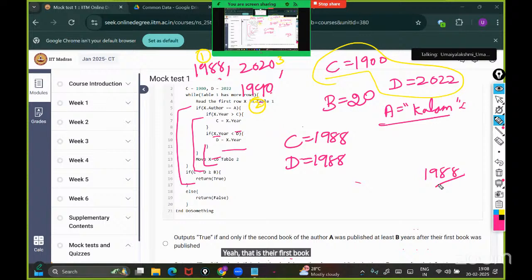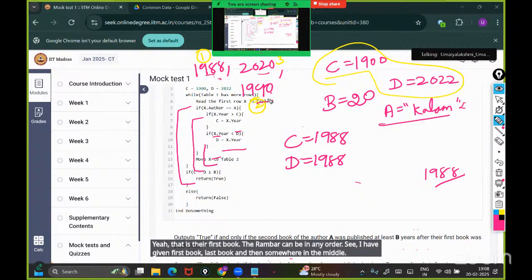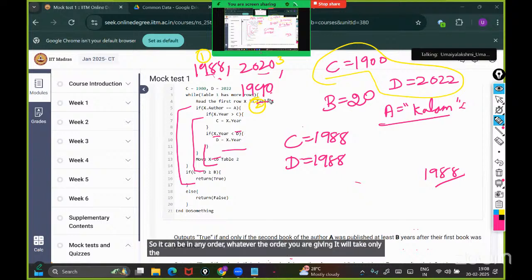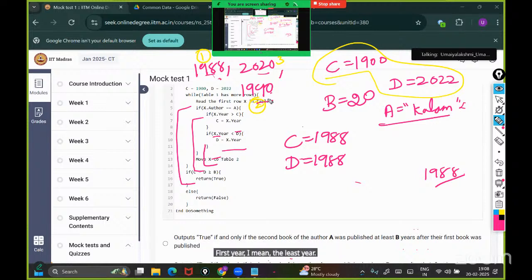Well, the numbers can be in any order. See, I have given first book, last book, and then somewhere in the middle. So it can be in any order. Whatever order you are giving, it will take only the value of the first book, I mean the least year. Yeah. Okay.